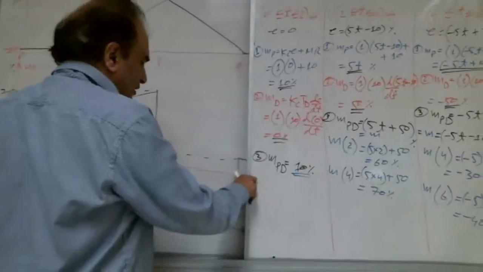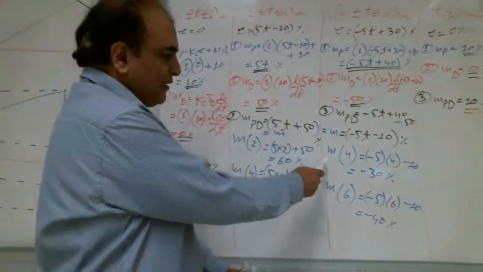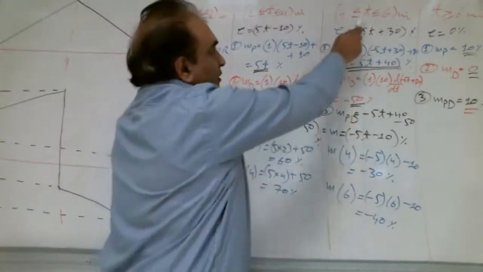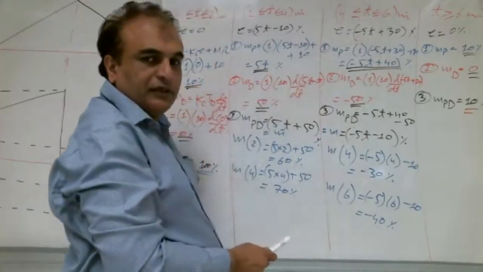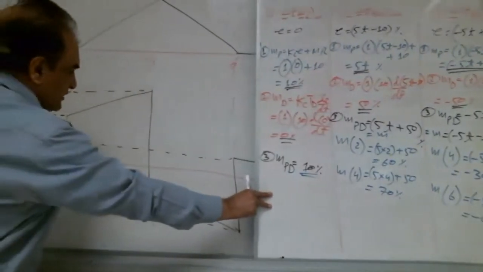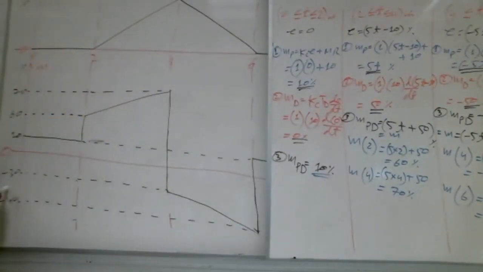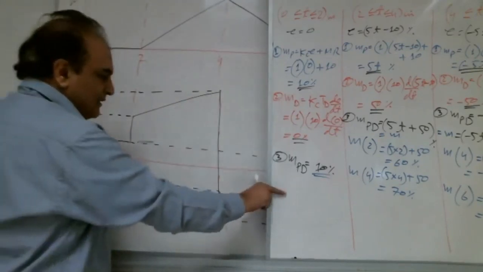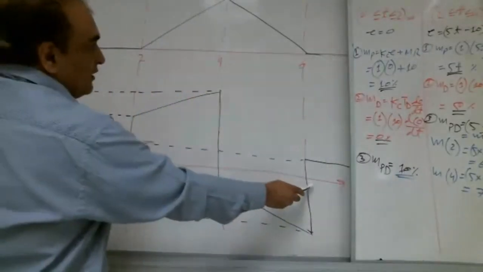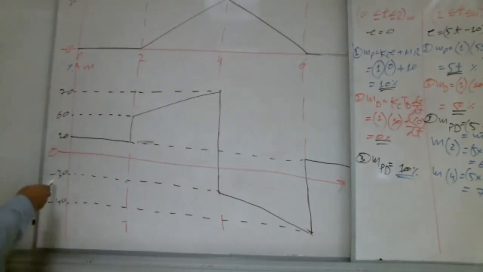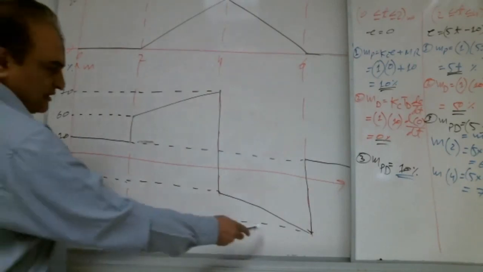That's good. Okay. For the third part, M of 4, it is 4 to 6. M of 4 is minus 30. M of 6 is minus 40. Right, Shabab? So we bring it down. See here, we bring it down to minus 30. And then at 6 it goes to minus 40. Right, Shabab? So 0, then minus 10, minus 20, minus 30, then minus 40. So it is coming here.